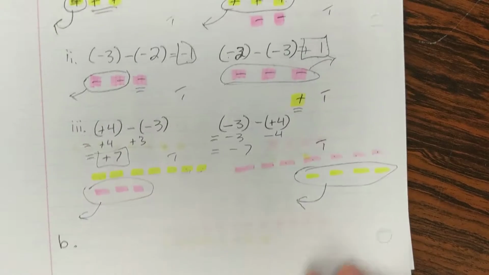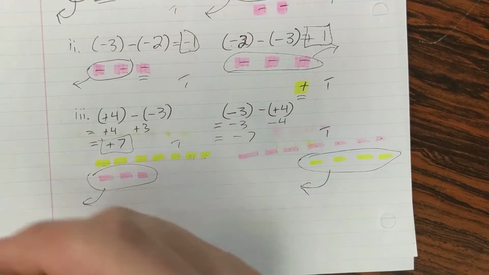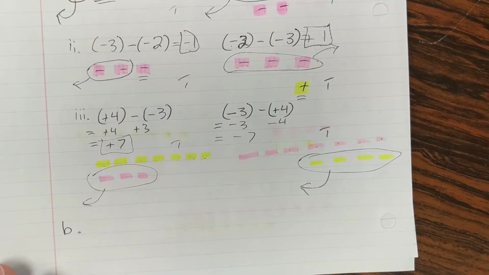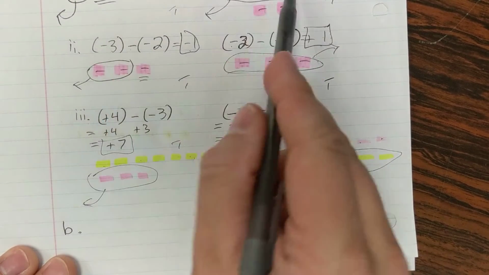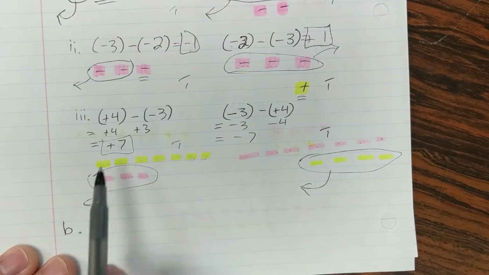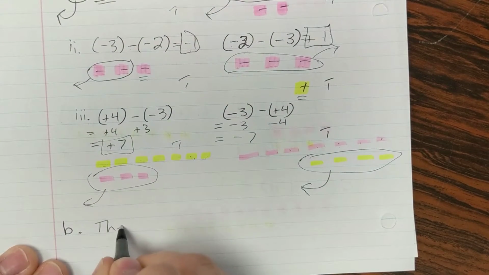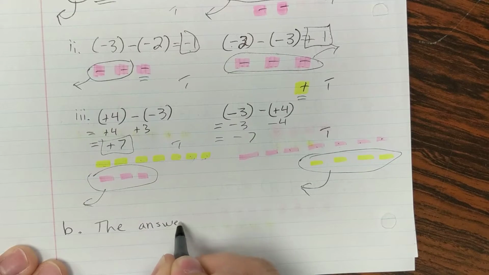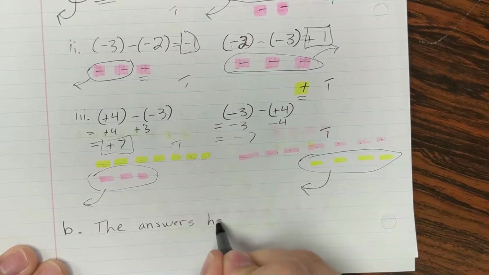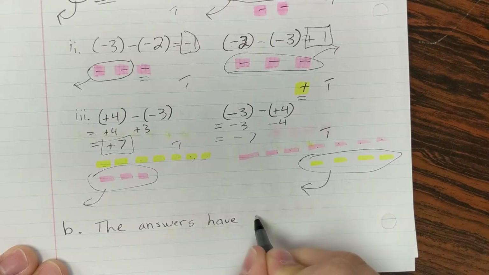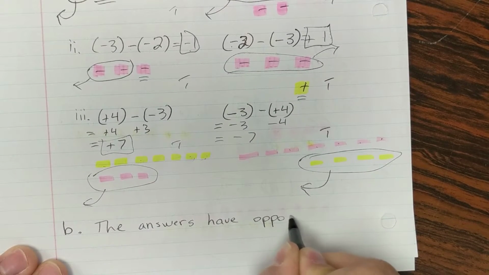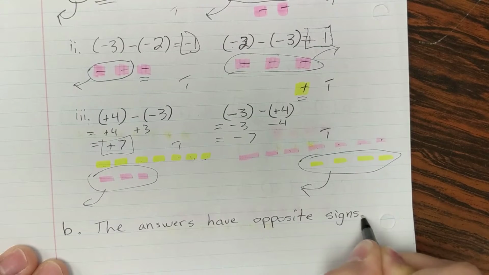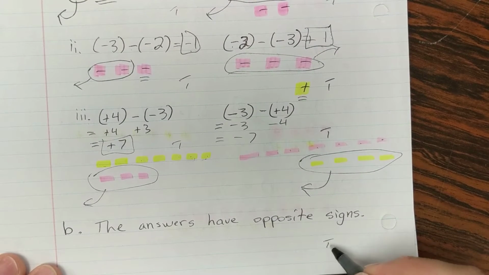Part B said, what do you notice about each pair of questions in part A? So each pair, that pair, this pair, this pair, the answers have opposite signs. That would be your answer. So that's out of 1.